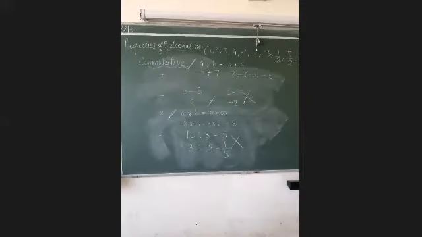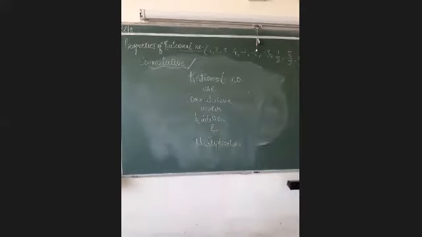So what will you write in the conclusion? Rational numbers are commutative under addition and multiplication only. Write it down in your notebook. Rational numbers are commutative under addition and under multiplication.